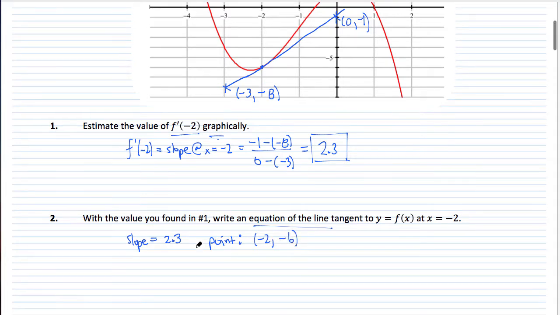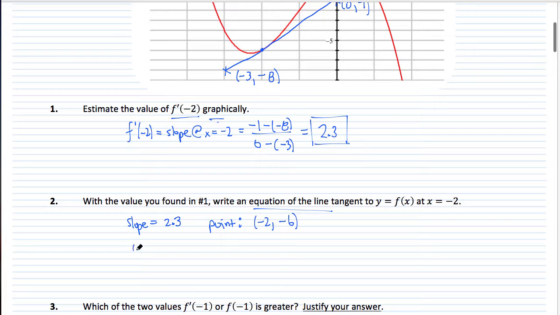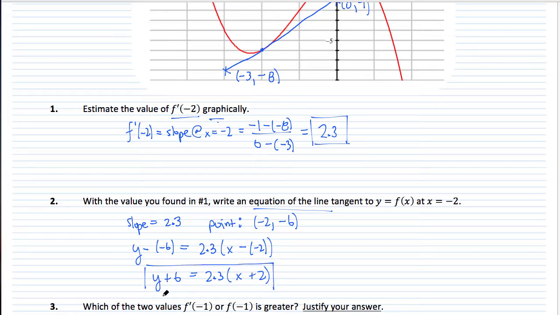So our point is just going to be negative 2, comma, negative 6. Using point slope formula, our equation would be y minus negative 6 equals our slope, 2.3, times x minus negative 2. Let's clean this up a tiny bit before we say we're done. We have y plus 6 equals 2.3 times x plus 2. You are welcome to leave it in this point slope form. If you wanted to change it to slope intercept, that would also be fine.